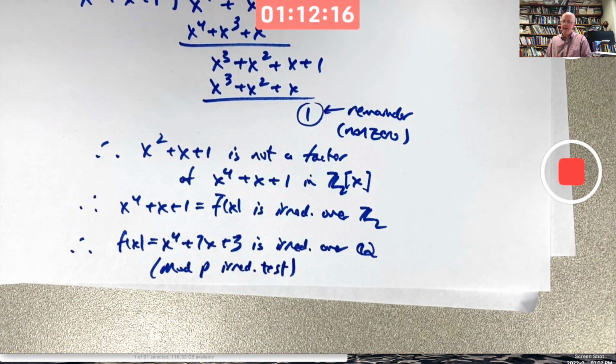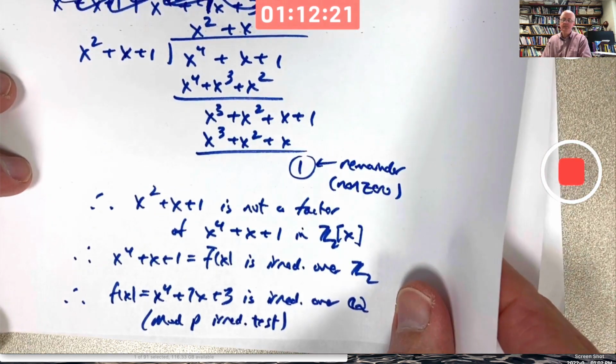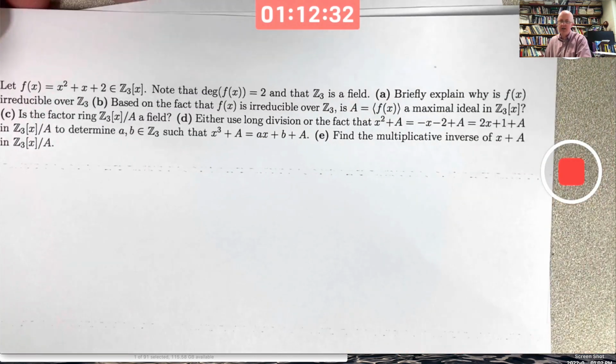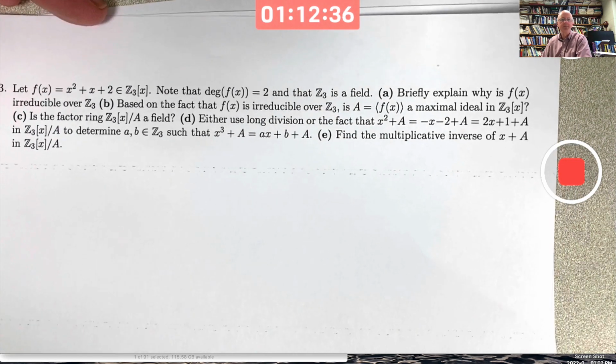Okay, so that's the outline of how to do all that. Two more pages. This one involving calculations for the most part, and the next one involving a fairly short proof. So we're almost done.